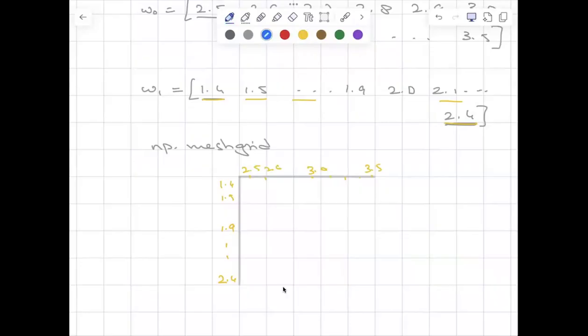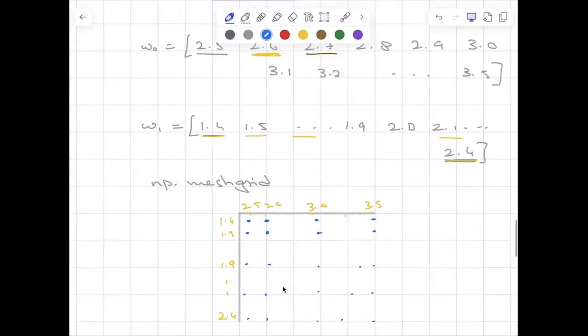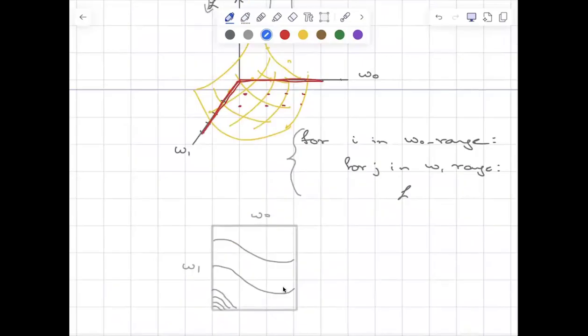So what I want is 2.5, 1.4, 2.6, 1.4, 3, 1.4, 3.5, 1.4, then 2.5, 1.5, 2.6, 1.5, and so on. So I want all possible combinations of W0 and W1. The first value from W0 with all the values of W1, then the next value, and so on, yeah. So effectively, logically, this is the same as for i in W0 range and for j in W1 range.